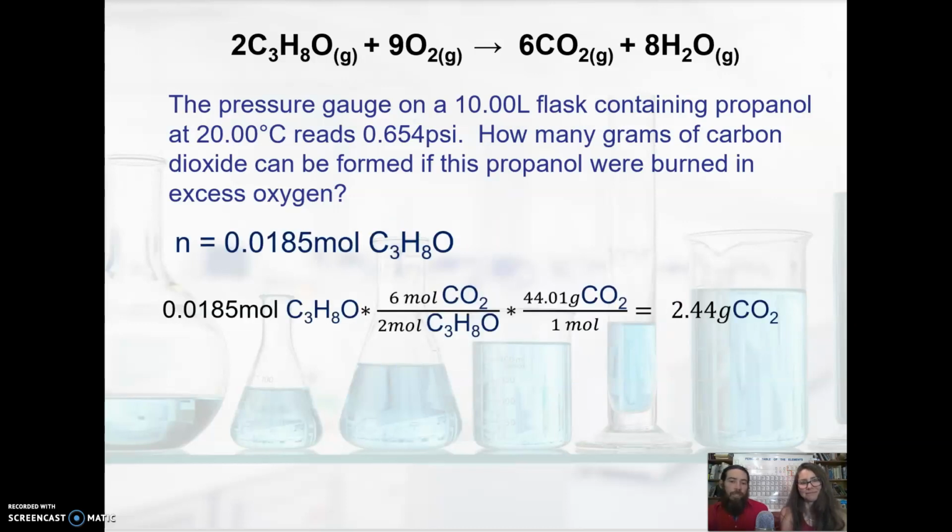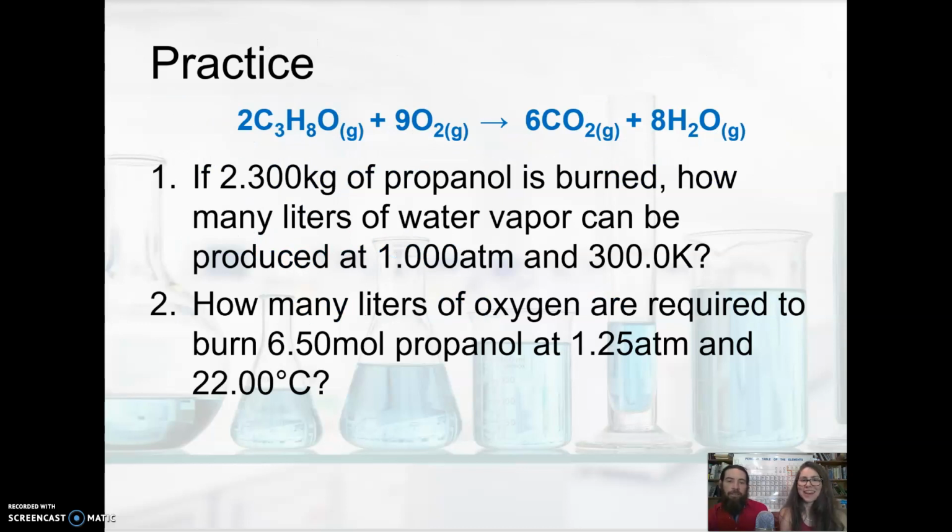With the moles of propanol, we're going to take the coefficients from the balanced equation, and notice how we put the 6 moles of CO2 over the 2 moles of propanol, and that'll allow the moles propanol to cancel. So we've just converted to moles CO2, then using the molar mass, we can get the grams of CO2. Just like you always have.